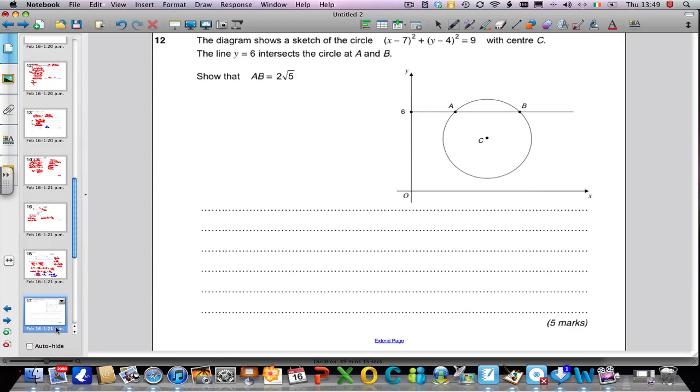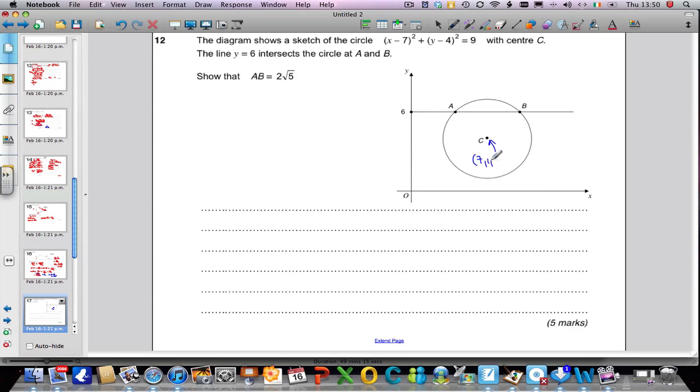Right, question 12. Now there's two ways of doing this I've discovered, and I'll show you both. So let's start out with the first way I attempted it, which was basically a little bit of substitution. Well, what are we told first? A diagram shows a sketch of this circle, and it tells us the center is C, and it says the line y equals 6 intersects at these 2 points, and we're asked to show that the length of this line is 2 root 5. Okay, well, before I even started this question, I thought, well, what do I know about the circle? I know from the equation of the circle that the center must be 7, 4.